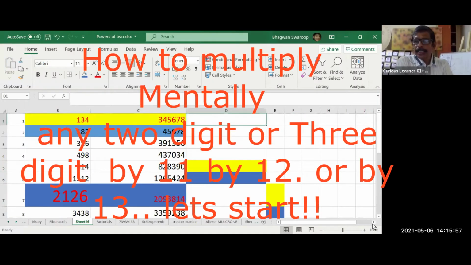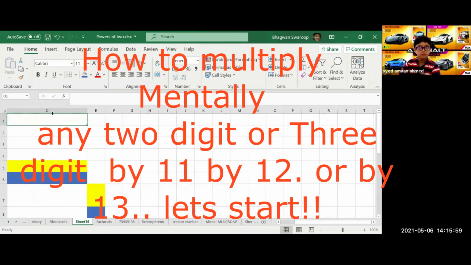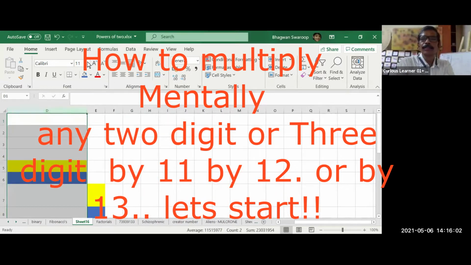Okay, can you see the screen here? My Excel screen.